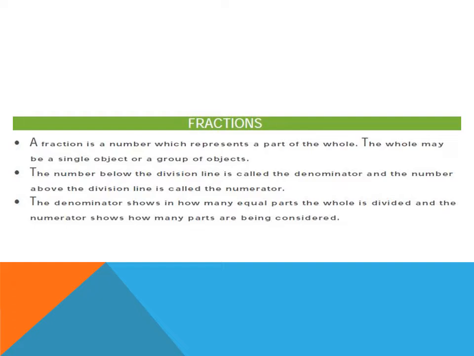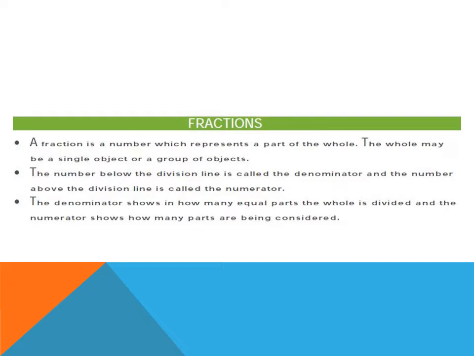Now, let us say there are 35 students in your class. If I select randomly 5 students, then out of the whole, which is a group of objects, that is a group of students, I have selected a handful, that is 5 students. Now that 5 students can be represented as a fraction of the whole classroom. That means a group of students. So once again, a fraction is a number which represents a part of the whole. The whole may be a single object or a group of objects.